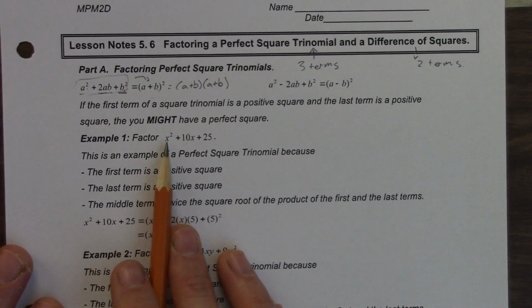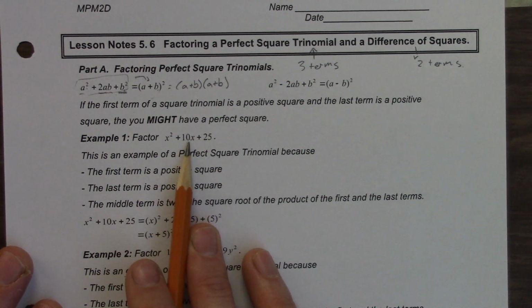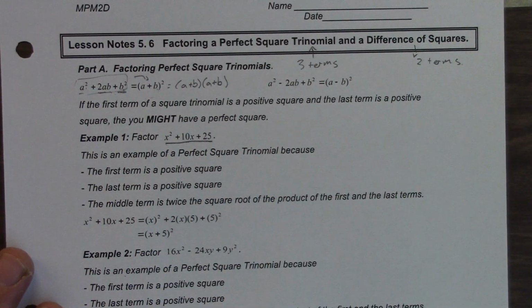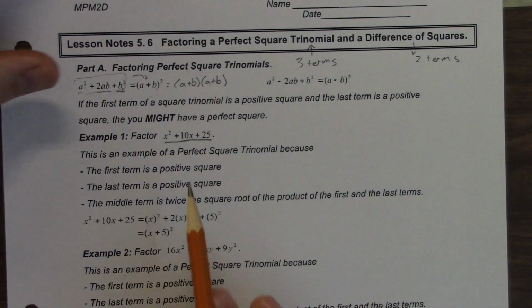All right? So what's the square root of x squared? X. What's the square root of 25? 5. So we have 5x times 2. Is that 10x? Yes. Is it? Yes, right? So we know that this is then a perfect square trinomial. That's it. So all of that, what he was trying to explain on Con, that's all you're doing.